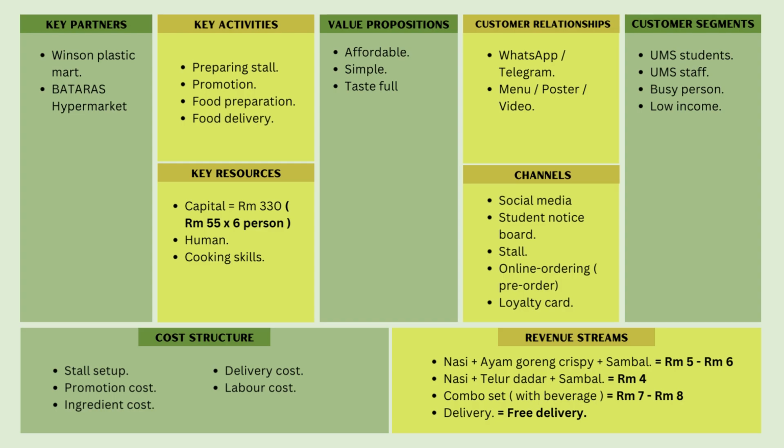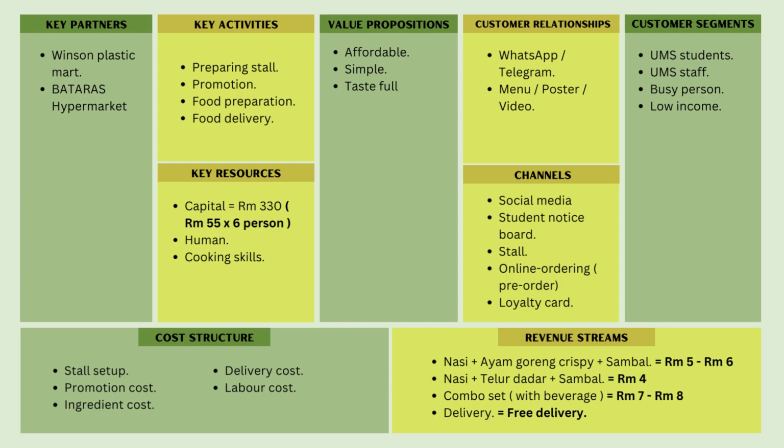Simple food presentation, and the important part is tasteful. About the customer relationships, we will stay connected to our customers online, such as through WhatsApp or Telegram, and by a menu, poster, or video that we will post. The channels part shows how we promote our product and let people know that we have selling activity.